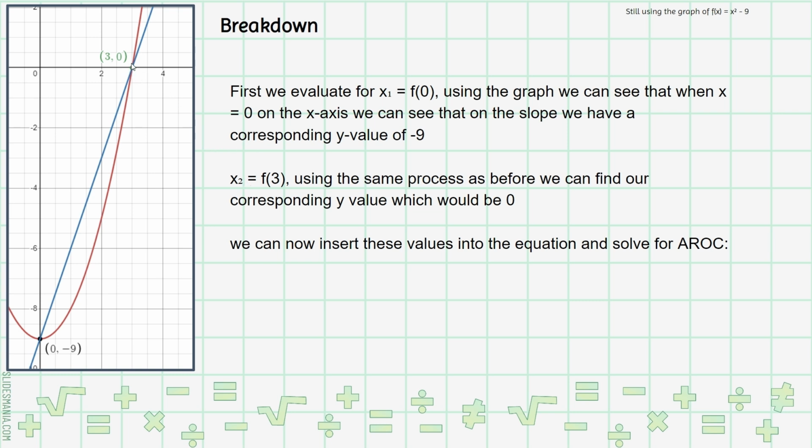x2 equals f of 3. Using the same process as before, we can find our corresponding y value, which would be 0. We can now insert these values into the equation and solve for ARoC. f of 3 minus f of 0 over 3, which gives us 3.